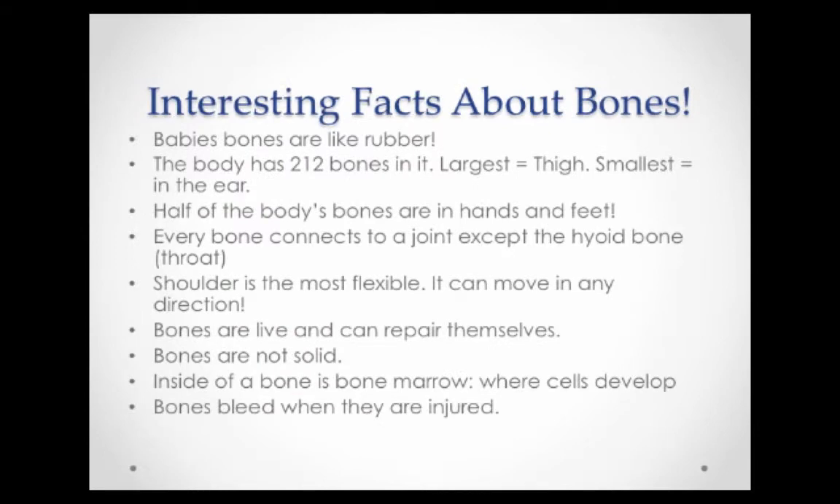Interesting facts about bones. When babies are born, their bones are like rubber. Even if they knew how to stand up, their legs wouldn't be able to support them. The body has 212 bones in it. The largest bone is the thigh bone, and the smallest bone is in the ear. Over half the bones in the body are in the hands and feet.